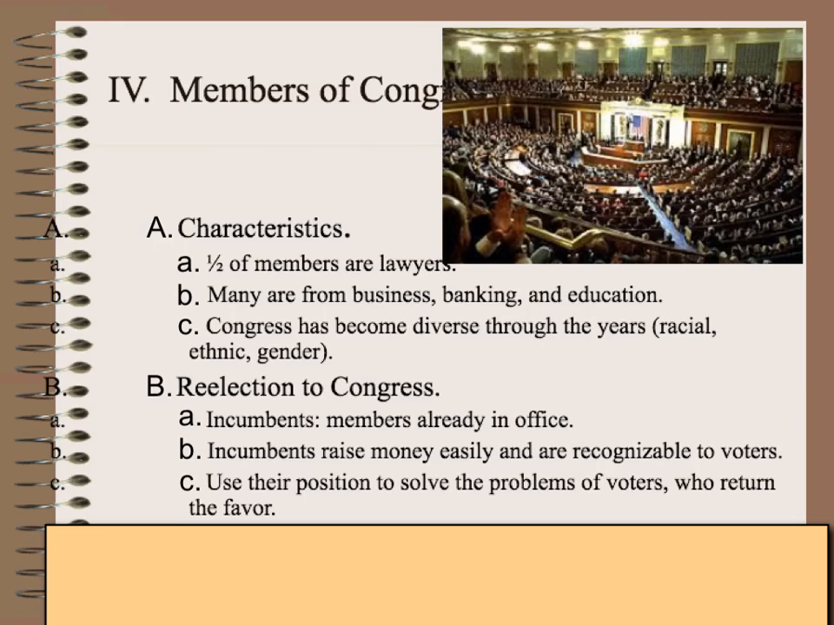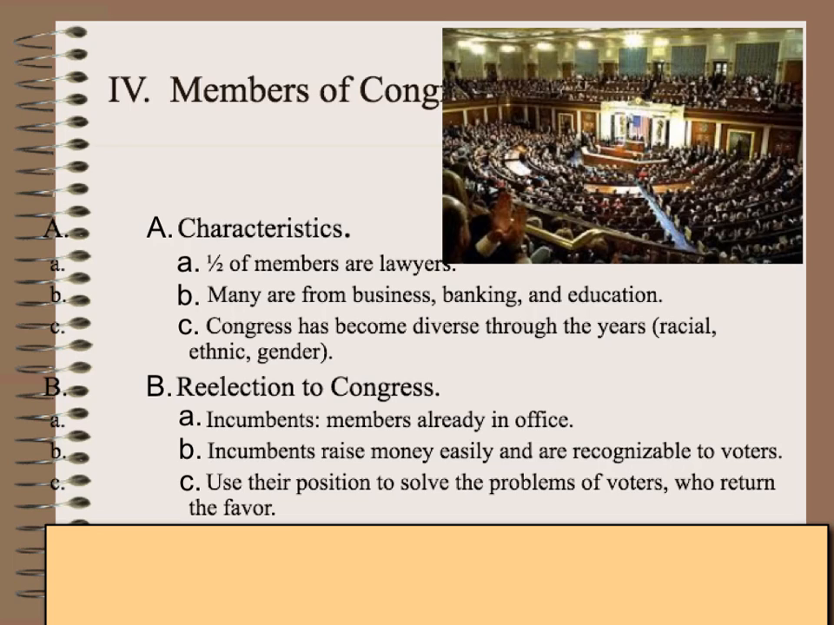Now, they use their position to solve the problems of voters who return the favor. That's essentially the way it works, all right? What politicians say is that if you vote for me, I will solve your problems, whether it be providing social programs in certain cases. That's what Democratic individuals are known for: I will provide certain programs or whatever it may be for you. If it's a Republican, they may say, I'm going to put fewer restrictions on the economy in order to grow it and put more jobs out there to help boost the economy, or whatever it may be.